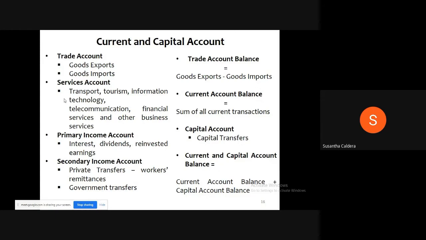goods exports minus goods imports. Current account balance means the sum of the current account transactions, plus or minus, in the end the total account. Capital account is capital transfers. Current and capital account balance is current account balance plus capital account balance.